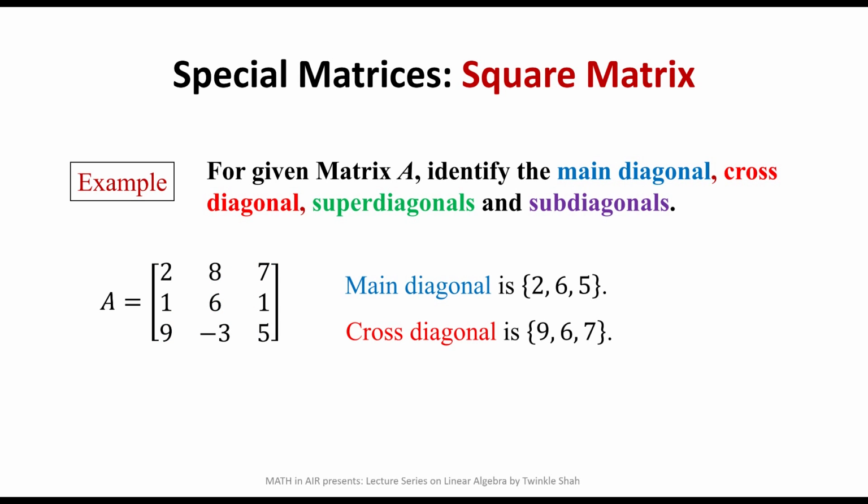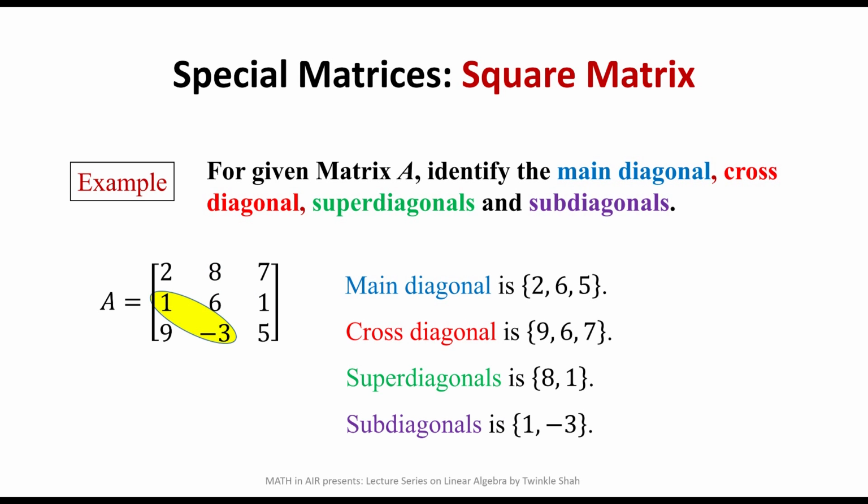Let's find out the superdiagonals and subdiagonals in matrix A. Entries that run parallel to and above the main diagonal form the superdiagonals. In matrix A, the superdiagonals is 8, 1. Entries that run parallel to and below the main diagonal form the subdiagonals. In matrix A, the subdiagonals is 1, negative 3.